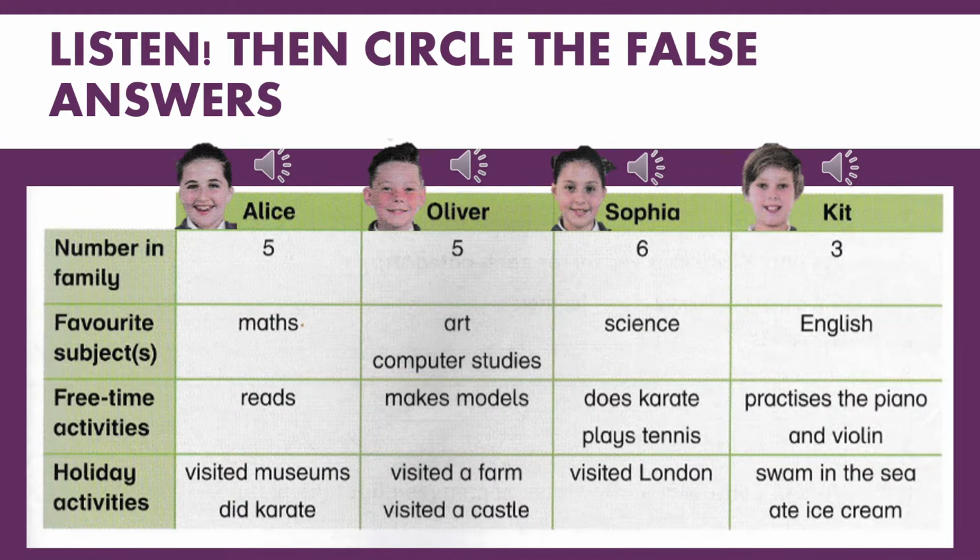So which one is the false information provided by Alice? Did you manage to find it? The answer is the favorite subject. Alice's favorite subject is English. She did not even mention maths. She only said that her favorite subject is English and also science. However, science is the most difficult subject for her, so her favorite subject is only English. And the next false information is, during the holiday, she didn't do karate. Instead, she played tennis.